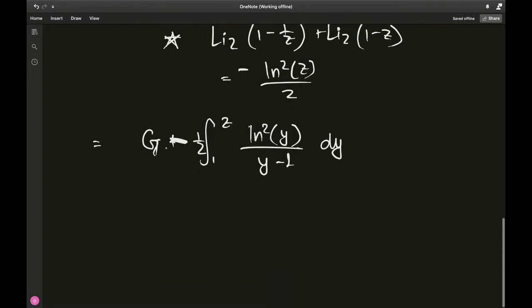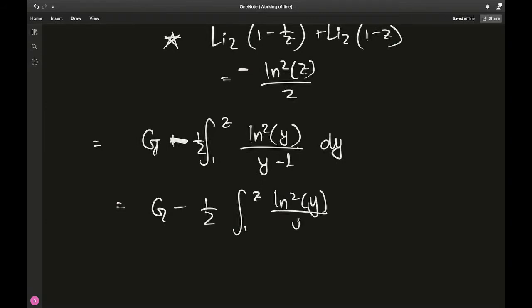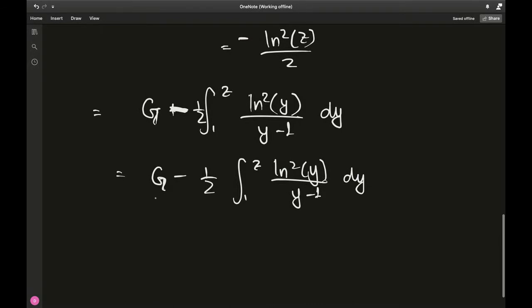And let's just keep this expression as it is for now, and let's evaluate this G group term on a fresh page.